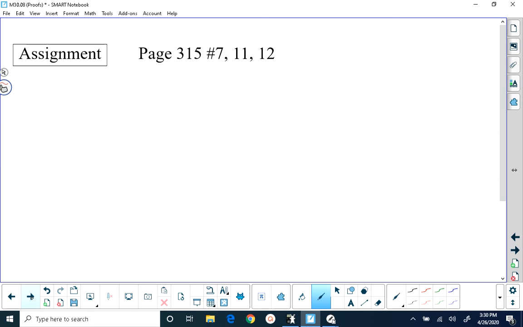On page 315, questions 7, 11, and 12 are good questions to get practice with proving identities. Remember, when you prove an identity, you're working on the left side and you're working on the right side separate from one another. You're trying to get them to be equal to each other.